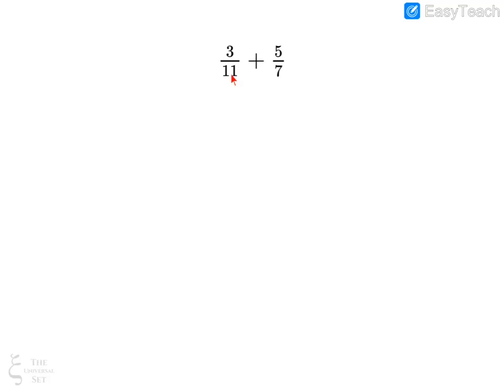I've got 3/11 plus 5/7. And like before, the first thing I need to come up with is a number that is in both the 11 and the 7 times tables. Best I'm going to be able to do here is 77. So I've just multiplied this one by 7 and I've multiplied this one by 11, so I know they're definitely both in the 7 and 11 times tables respectively.